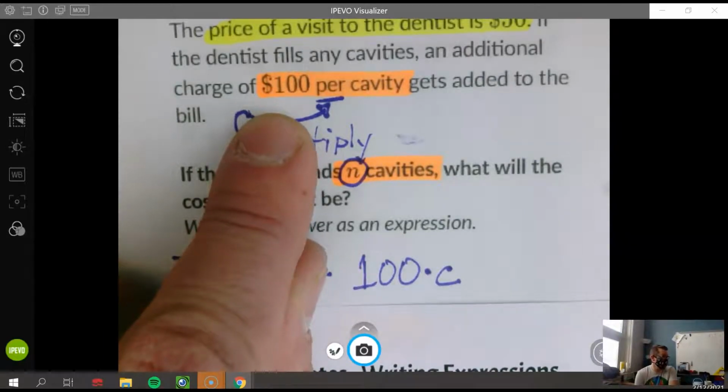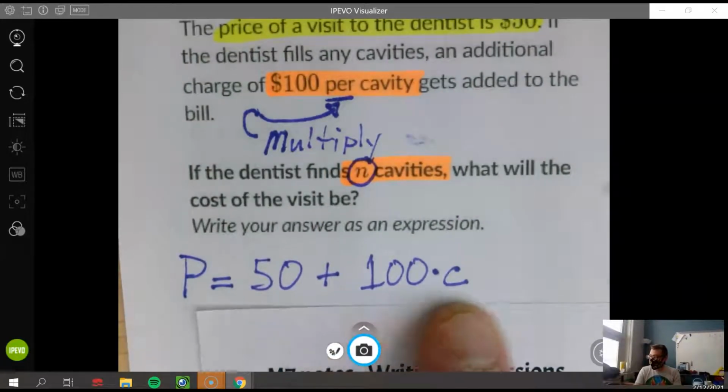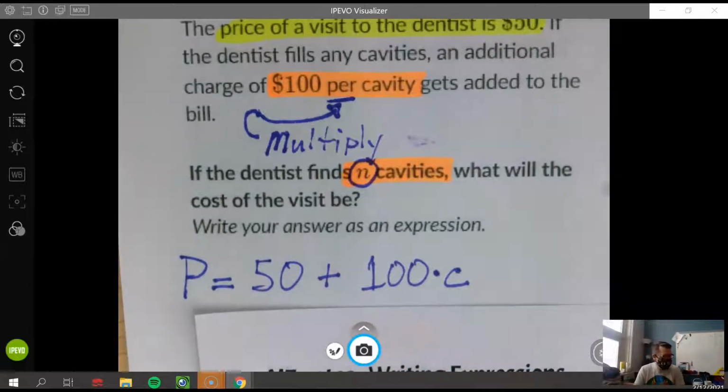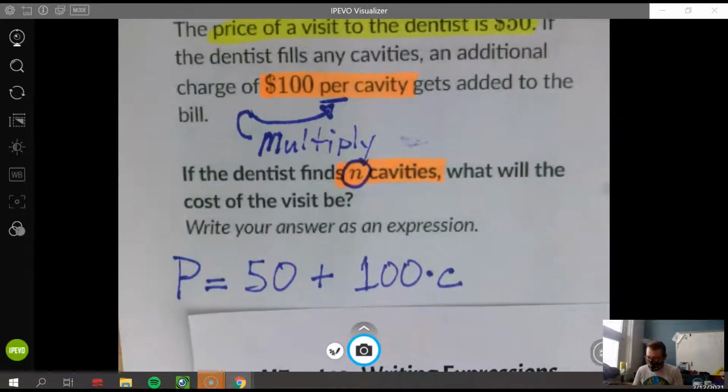Holy cow, I've got to stop eating candy. If your dentist tells you your visit total will be $150, we can figure out, oh, I had 1 cavity. That wasn't horrible. I've been cavity free for like 2 years now, just by the way. Little weird flex right there.